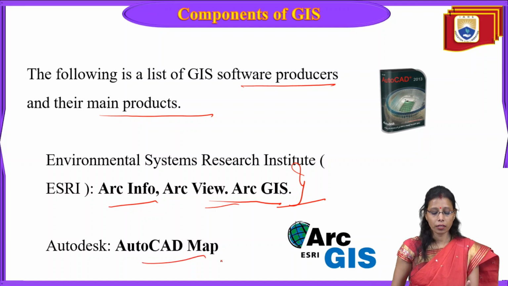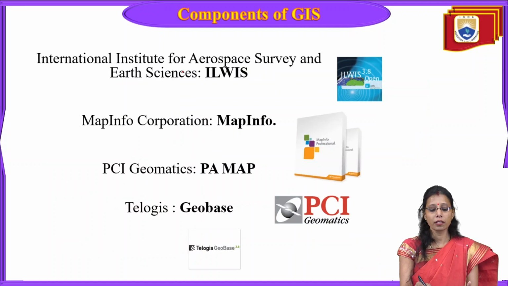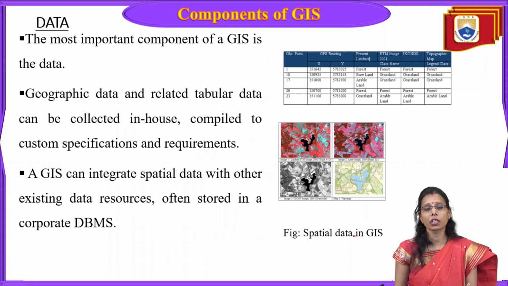So we have Autodesk, AutoCAD Map, and International Institute of Aerospace. We have Survey and Earth Sciences, that is ILWIS. Then we have Map Info Corporation, MapInfo, PCI Geomatics, TAS Map, and TeloGIS, that is GeoWIS. These are different softwares which we can use in GIS.